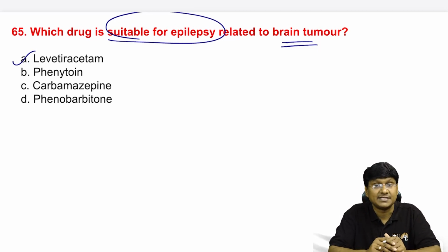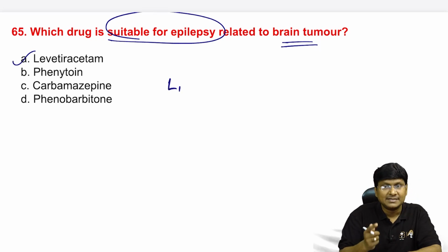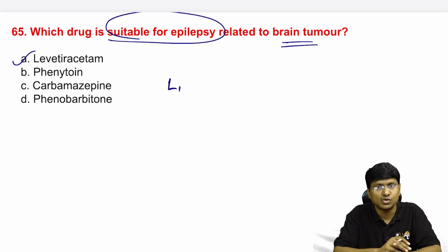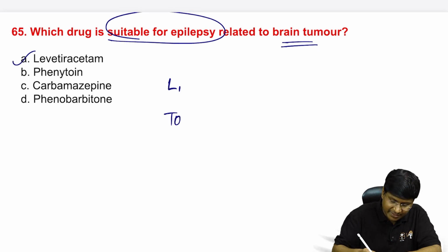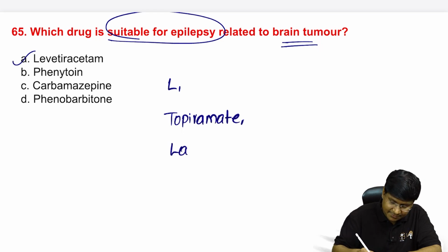Now what is that particular drug which will not induce the hepatic microsomal enzyme system? That is levetiracetam. Now what are the other drugs apart from levetiracetam that will not induce the hepatic microsomal enzyme system? Topiramate, that is the second molecule. Third, lamotrigine.